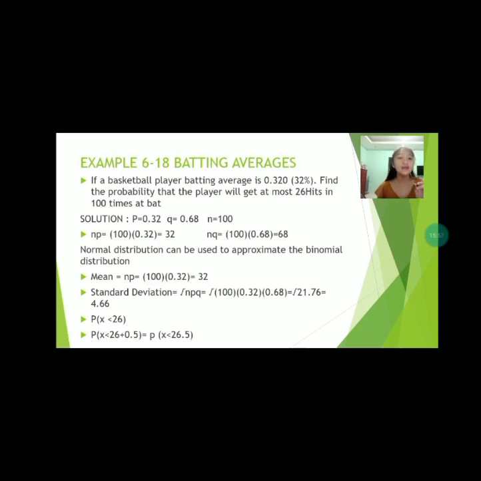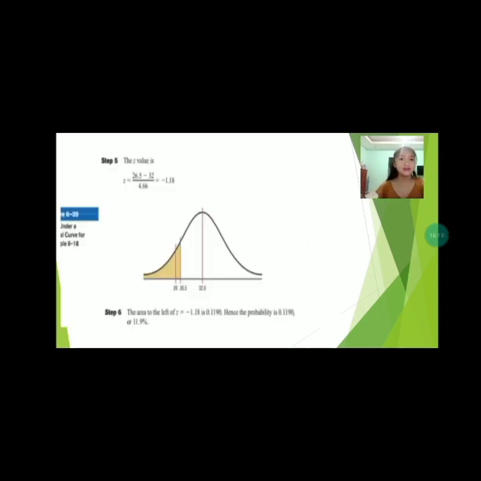What we are looking for is the probability of at most 26 hits in 100 times at bat. So P of X is less than or equal to 26. We add 0.5, which results in 26.5. To get the z-value, 26.5 minus 32, the mean, divided by 4.66, the standard deviation, results in 1.18.